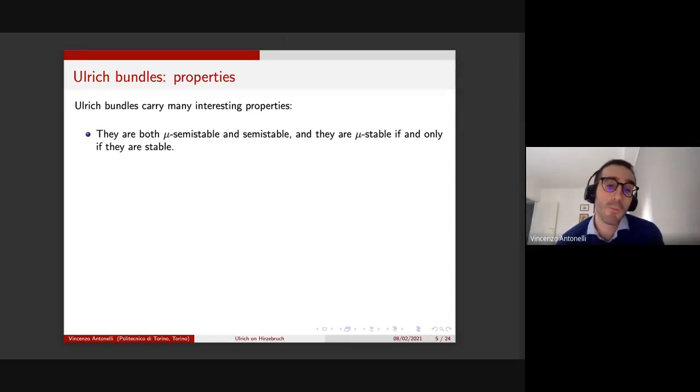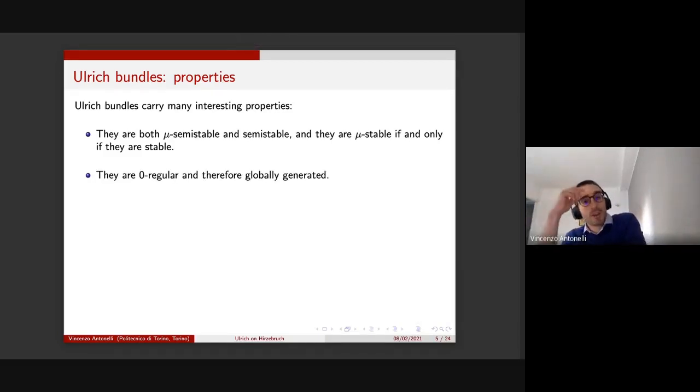The first one is that they're both mu semi-stable and semi-stable. So mu semi-stable, I'm considering the semi-stability with respect to the slope. And the slope is defined to be the degree of the first Chern class divided by the rank. And by semi-stable, I mean that every subsheaf has a smaller slope than the vector bundle that you're considering. And the other stability condition is the Gieseker one, so it's with respect to the reduced Hilbert polynomial. And actually, Ulrich bundles have this nice property that they are mu stable if and only if they're stable. So the two notions of stability coincide.